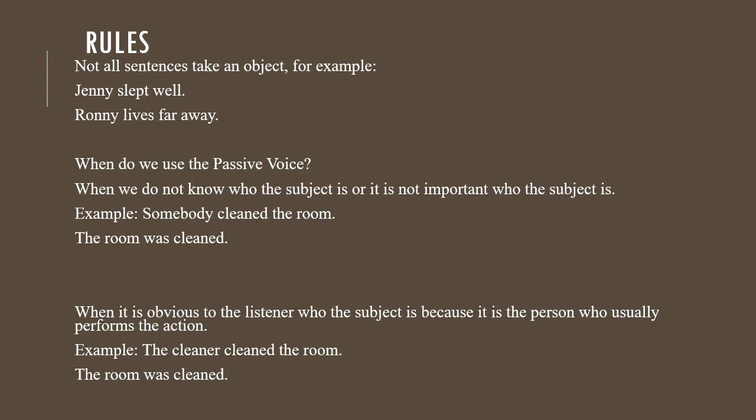Now the rules. Not all sentences take an object. For example, Jenny slept well. There's no object in the sentence. Ronnie lives far away. Now, when do we use and when do we not use the passive voice? When we do not know who the subject is, or it is not important who the subject is.